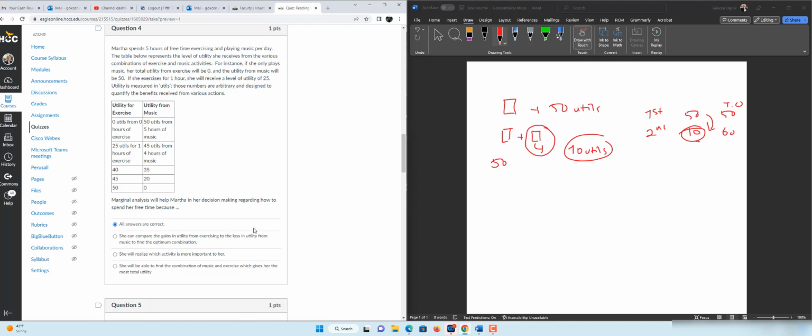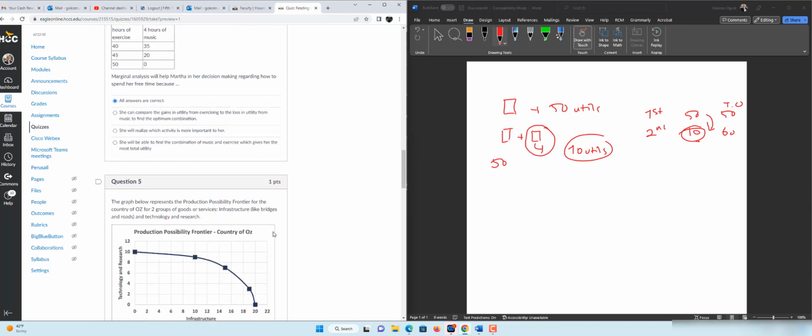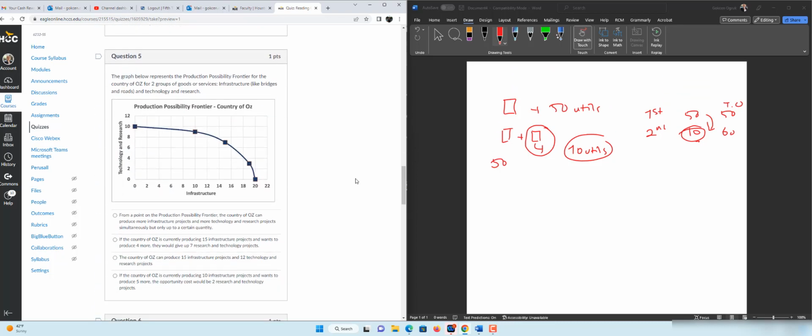So we use the marginal analysis to find the best combination of activities that gives us the most utility. And we can also compare the loss in utility from one activity to another by comparing the diminishing utility and so on. Number 5. The graph below represents the production possibility frontier for the country of Oz for two groups of goods or services, infrastructure and technology and research. So we need to find the correct answer.